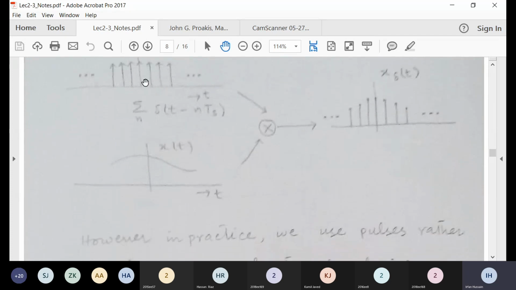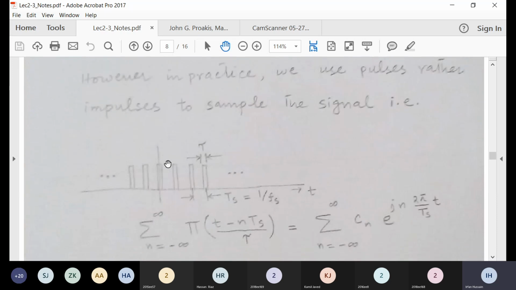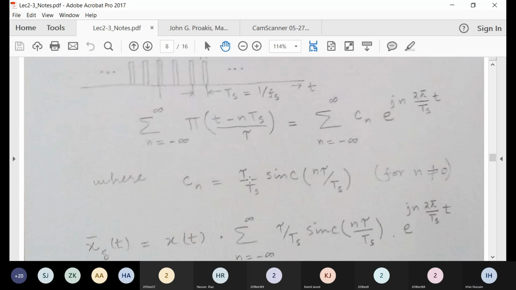No, we cannot have these pulses, and normally we have these rectangular pulses, so they have some width, which is tau. So instead of an impulse train, we actually have a train of rectangular pulses. All right, now so this is the Fourier series coefficient of this train.